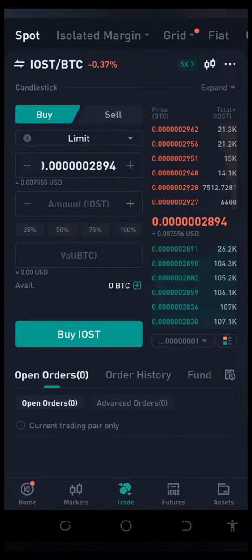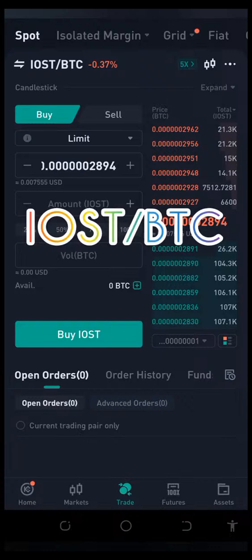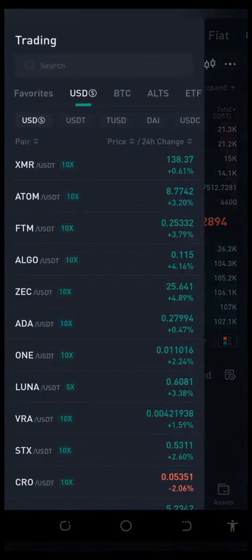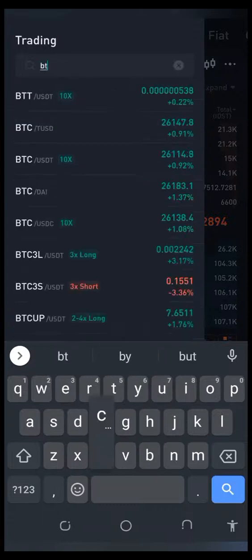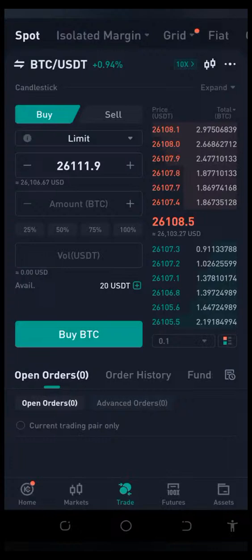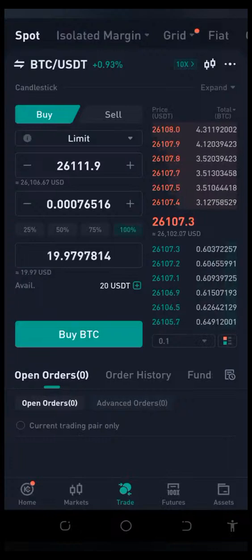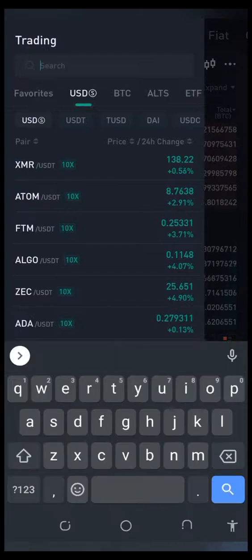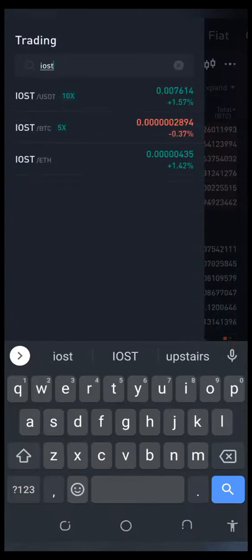So what do I have for you today? I've got IOST BTC. So we're first of all going to have to buy BTC. Now we have our usual $20. So we're first going to go to BTC and see how much we will get. We're just going to pick up the 100%. We will get 0.00076516. Let's just cut that and then quickly run back to our IOST BTC.